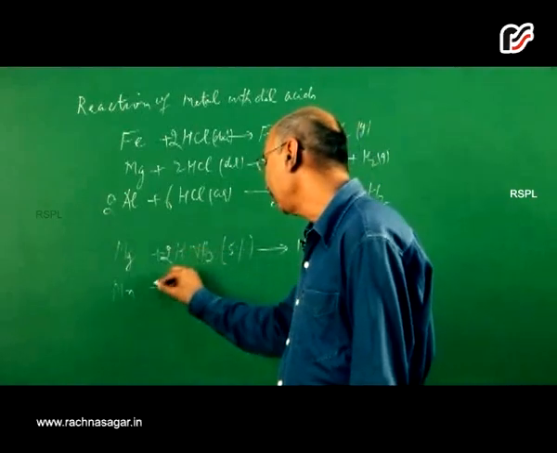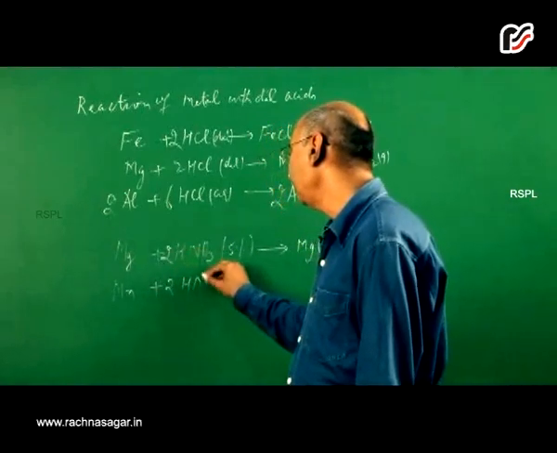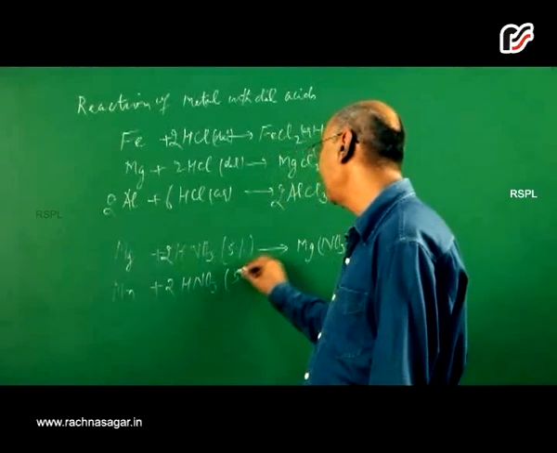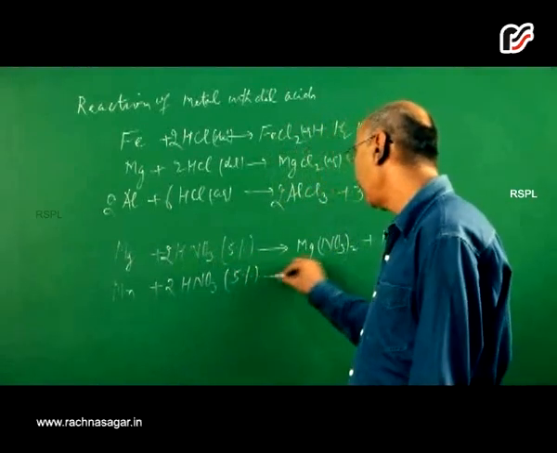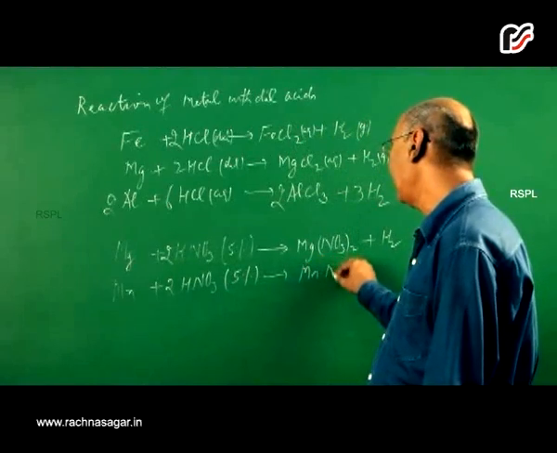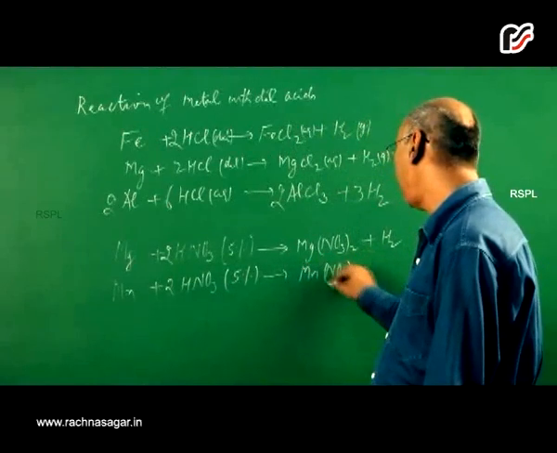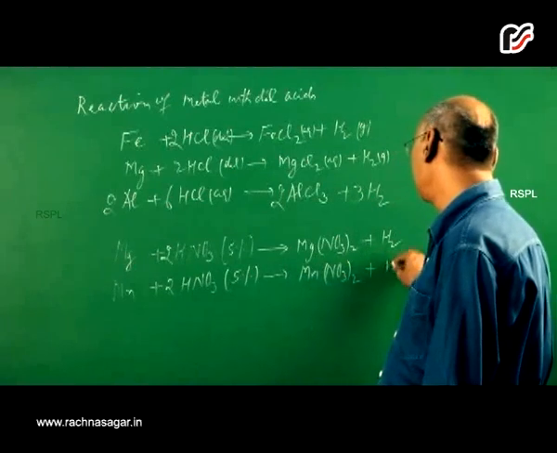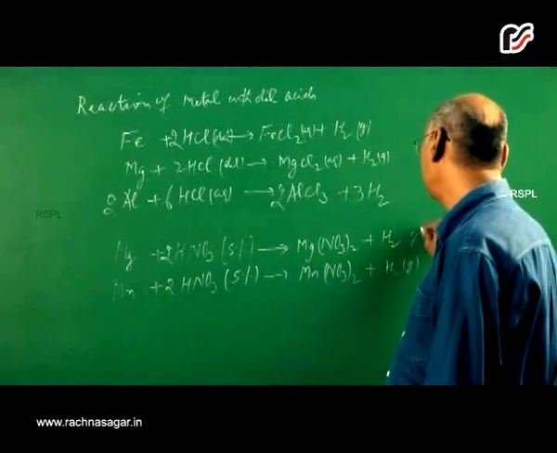So this is the only exception, and this takes place only in case of very dilute nitric acid, and only two metals react in this manner, that is manganese and magnesium. Both will form their respective nitrates, and hydrogen gas will be evolved.